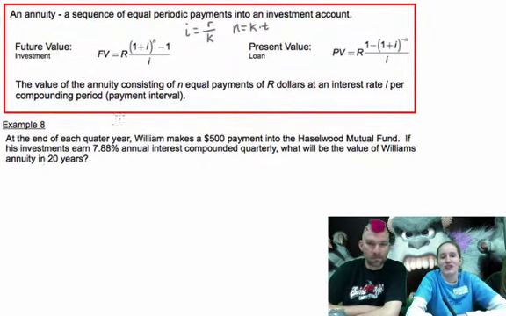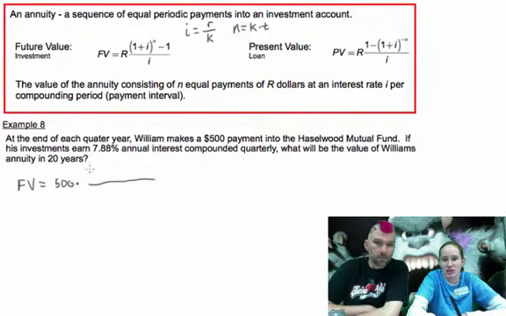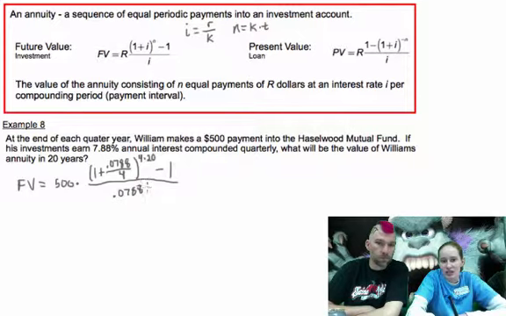If his investments earn 7.88% annual interest compounded quarterly, what will be the value of William's annuity in 20 years? So this is future value. The R is the payment, so that's $500, 4 times a year. On top we've got 1 plus i, the interest rate over the number of times we do it each year. It mentions quarterly, that's 4. And then the n is 4 times 20 years, minus 1. And on the bottom, 0.0788 divided by 4.